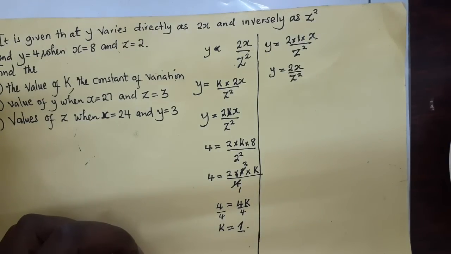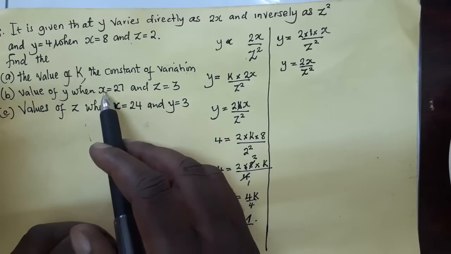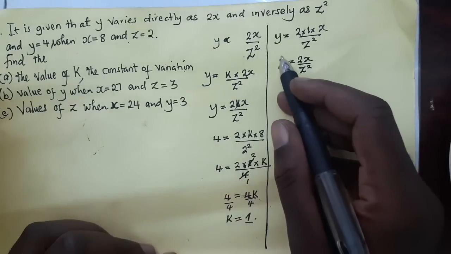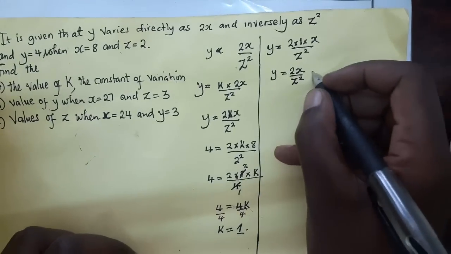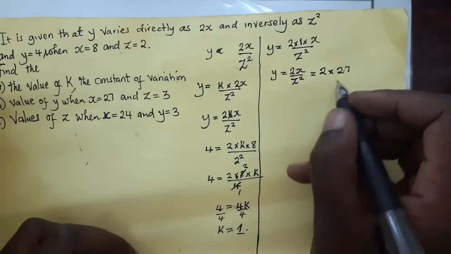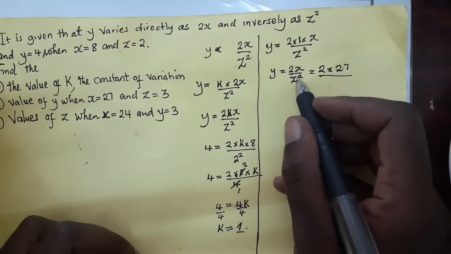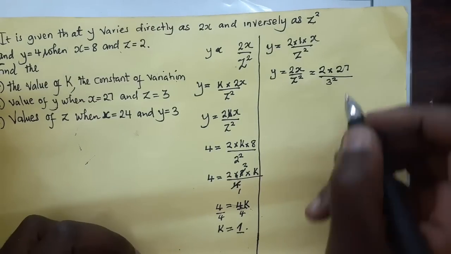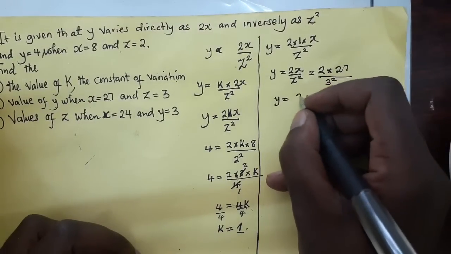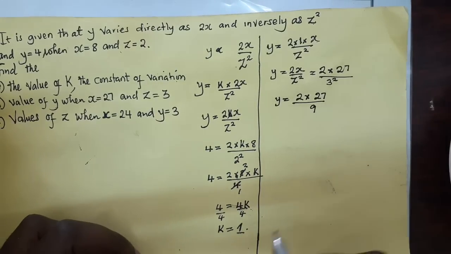Okay? So when you read question B, it says find the value of y when x is equals to 27 and z is equals to 3. Find the value of y when x is equals to 27 here. Then z squared, this must be 3 squared. All right? So this is going to give us y is equals to 2 multiplied by 27 over 9.